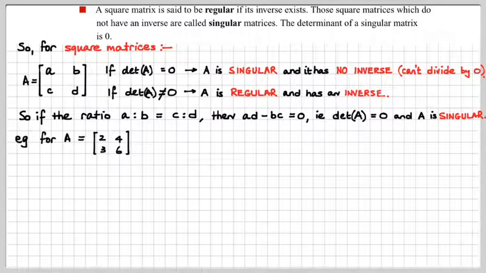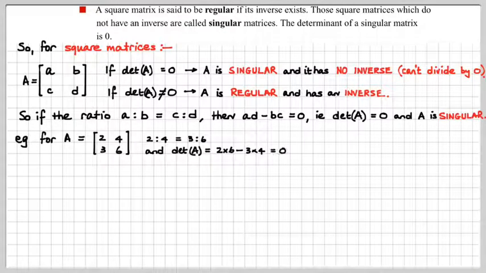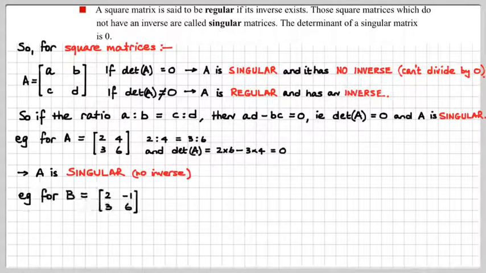Now, have a look at that case there. I've got exactly the same ratio. See, the ratio of A is to B, that's 1 is to 2. The ratio of C is to D is 1 is to 2. I'll tell you that is a singular matrix, guys, because the determinant is 2 times 6 minus 3 times 4, which equals 0. I told you, didn't I? So that's singular. No inverse.